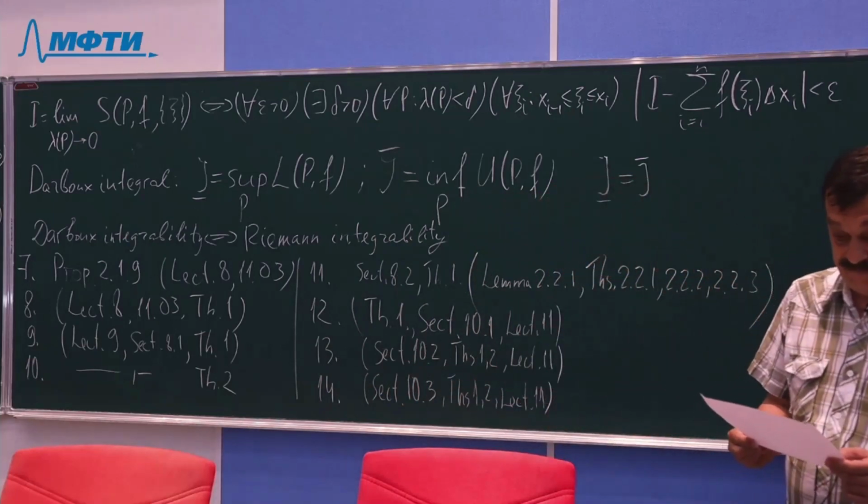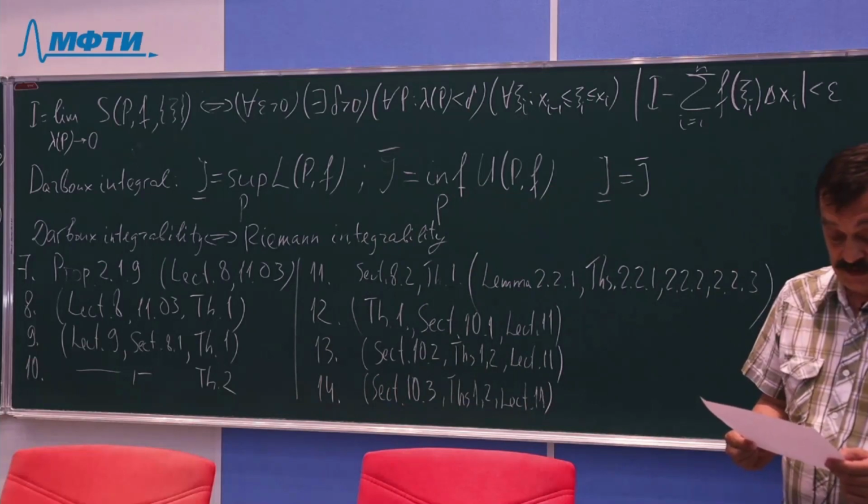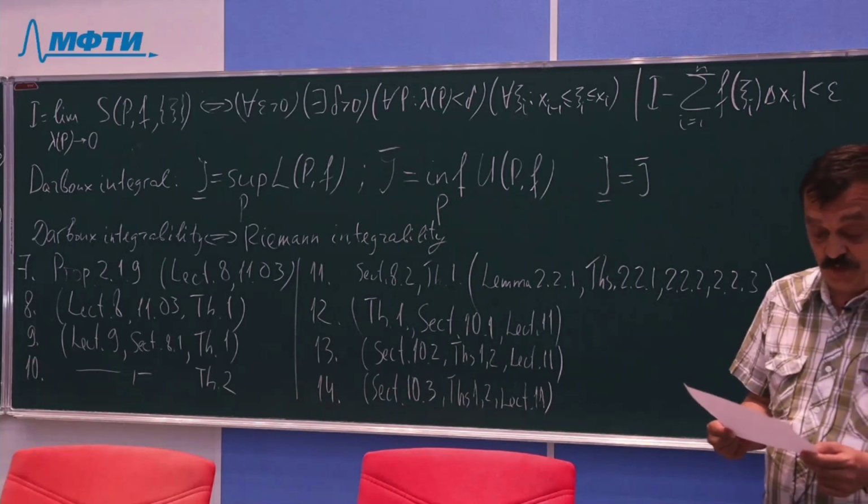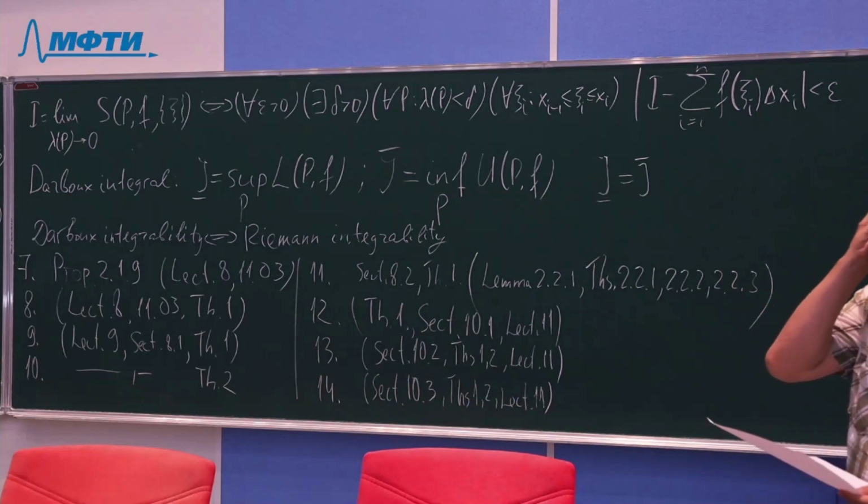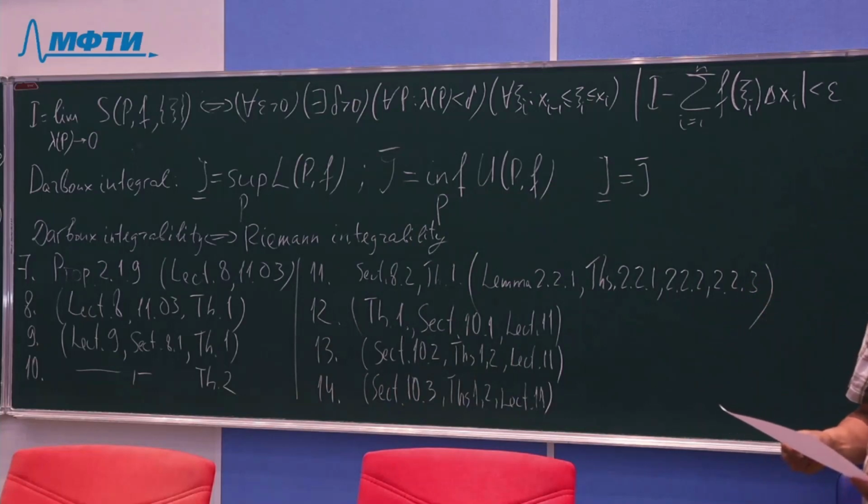Okay. Question 15, improper integrals, Cauchy criterion, absolute convergence, comparison theorem.